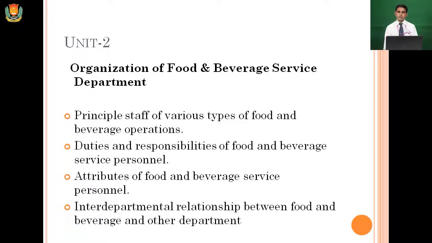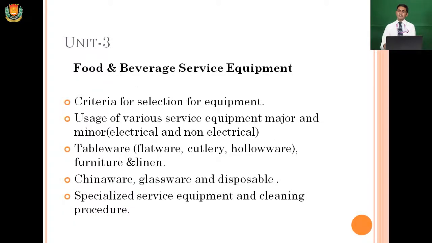Then the fourth subtopic in this second unit is interdepartment relationship between food and beverage service and other departments. What type of coordination we have to make with the kitchen department, with front office department, with housekeeping department, and with security department. A lot of things I'll tell you in detail on how we make coordination with these departments.